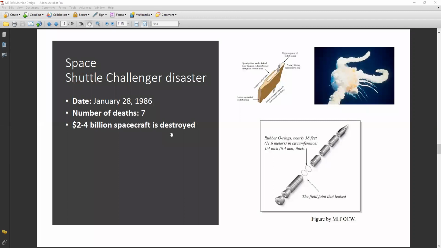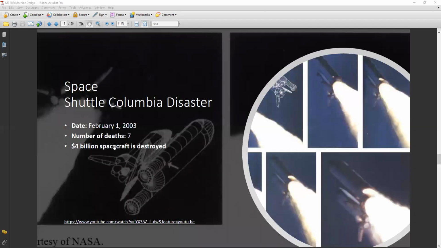This is the Space Shuttle Challenger disaster. It happened in 1986. You were not born yet. It killed 7 astronauts, and the space shuttle, which cost between $2 to $4 billion, was lost.